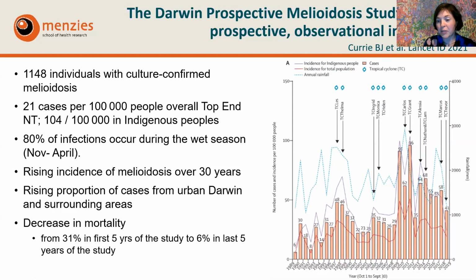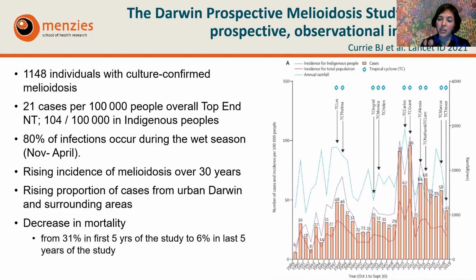For those that are less familiar with this organism, this is associated with tropical soils in Australia, generally above about the Tropic of Capricorn, and affecting Western Australia, Queensland and Northern Territory, with occasional cases more south of that, depending on weather. So 80% of infections occur during the wet season and are definitely associated with flooding events and cyclones, for instance. And that plot on the side there shows the relationship between the case numbers and tropical cyclones.